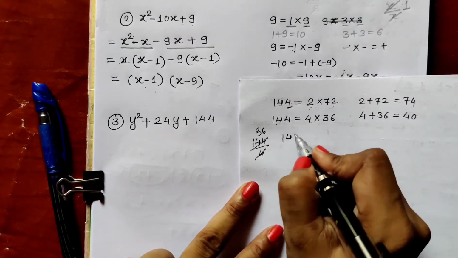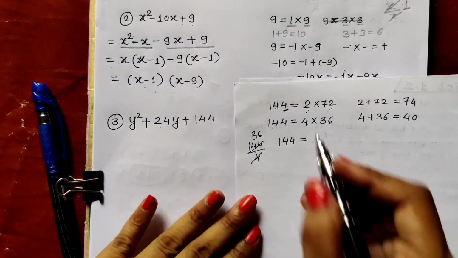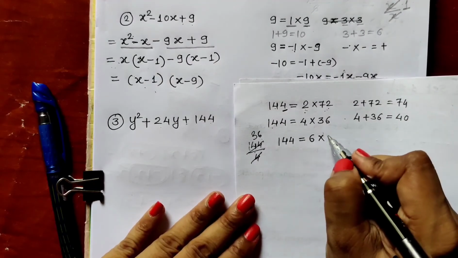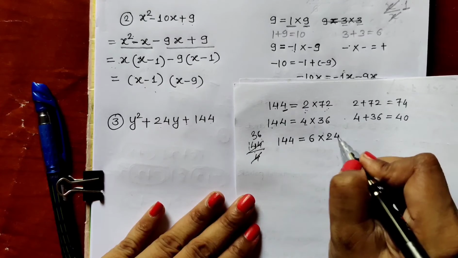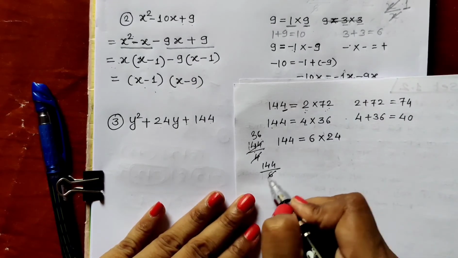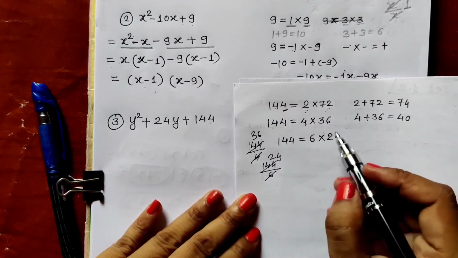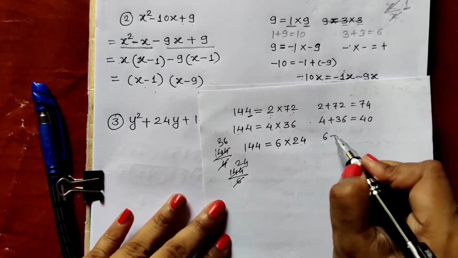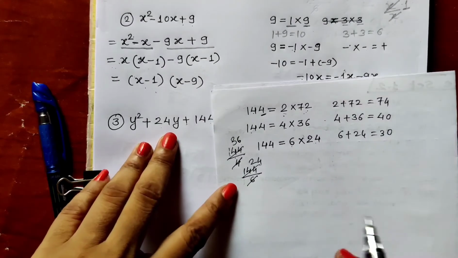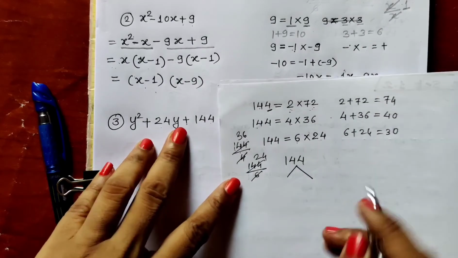Now 144 is equal to, if you write the first factor as 6, 6 2s are 12, 6 4s are 24, correct? 144 divided by 6, we get 24. But 6 plus 24, we get 30. We are not getting 24. So we have to find out two factors of 144 whose addition should be 24.